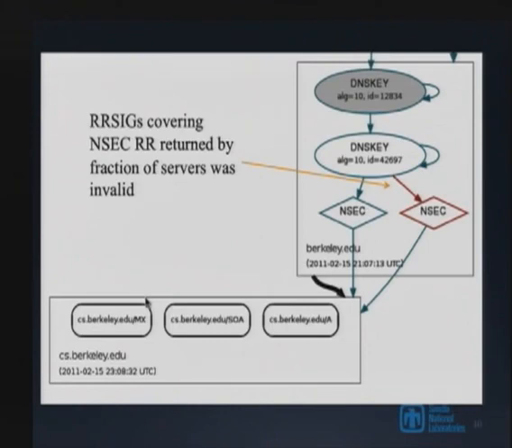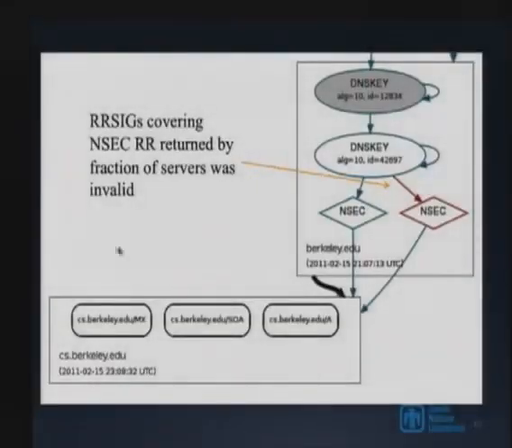So the signature of that NSEC record is also important so that you can complete this chain. The problem is that a subset of the servers were serving an NSEC record with an invalid signature. So if you ever got that, then you weren't able to validate that the zone below it was insecure. In this case, you'll notice that these records at the bottom for cs.berkeley.edu are not red, they're still black, and that's because there is a valid path, since some of the servers were serving valid signatures. That's the idea behind this, but it was an interesting problem that we came across.